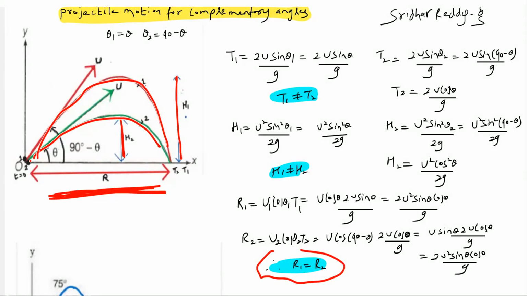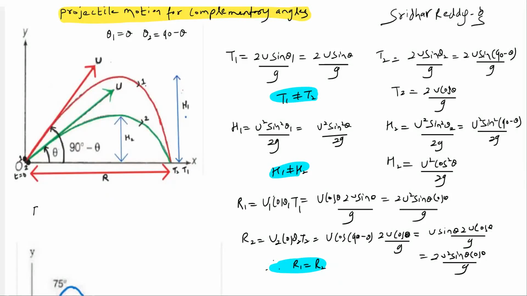So for complementary angles, what is the basic condition? The range will be equal. And what about the height and time of flight? They will be different.